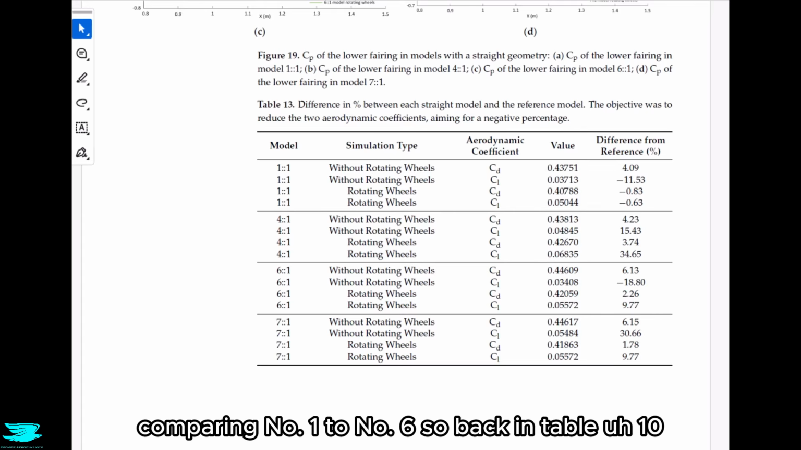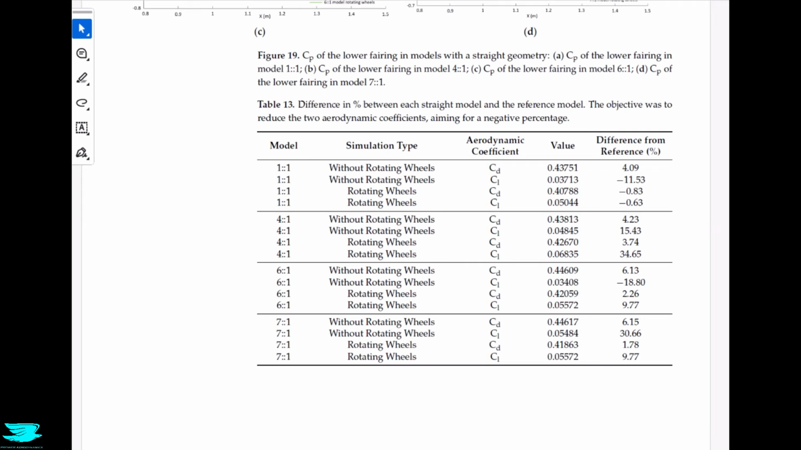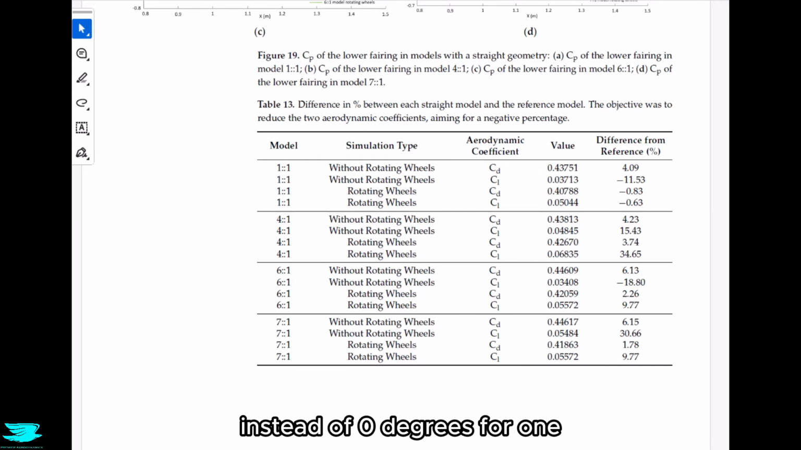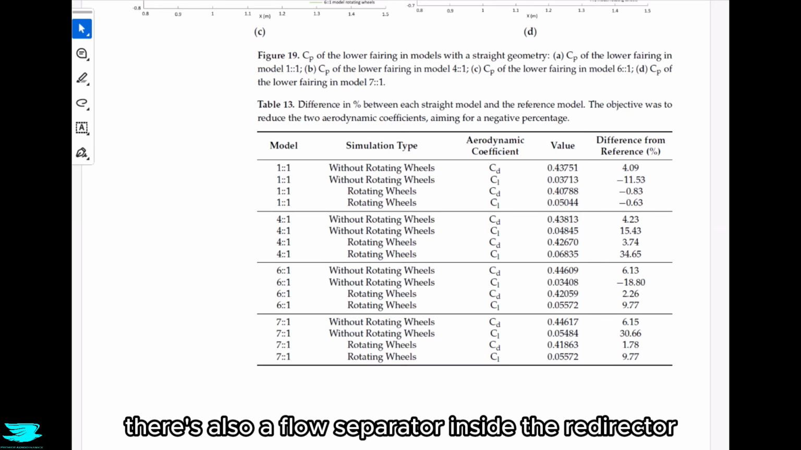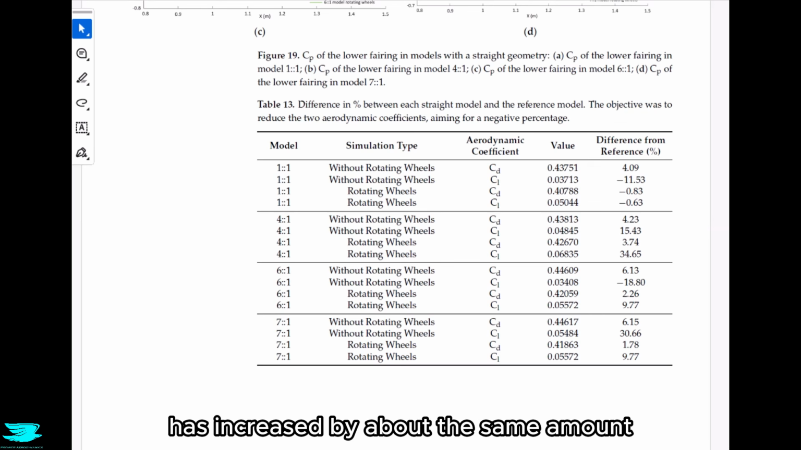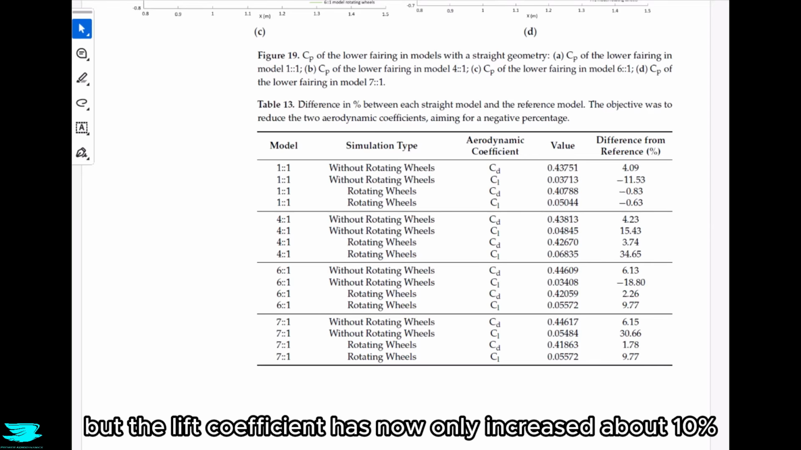Comparing number 1 to number 6, so back in table 10, number 6 was when the flow redirector is flared to the same amount, sorry, so the beta is 25 degrees. And now the alpha is angled 10 degrees forwards instead of 0 degrees for 1. There's also a flow separator inside the redirector, so that little guide vane. So the drag coefficient here has increased by about the same amount as before, a few percent, but the lift coefficient has now only increased by about 10%.